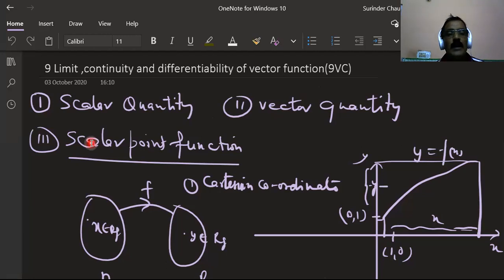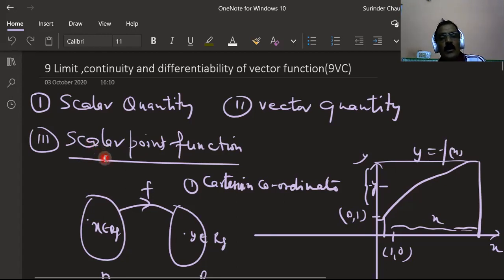So for that, let's define and compare the vector point function and the scalar point function. Let us define scalar quantities and vector quantities. You have read in the plus one class that scalar quantities are those physical quantities which have magnitude only, and vector quantities are those which have magnitude and direction too.